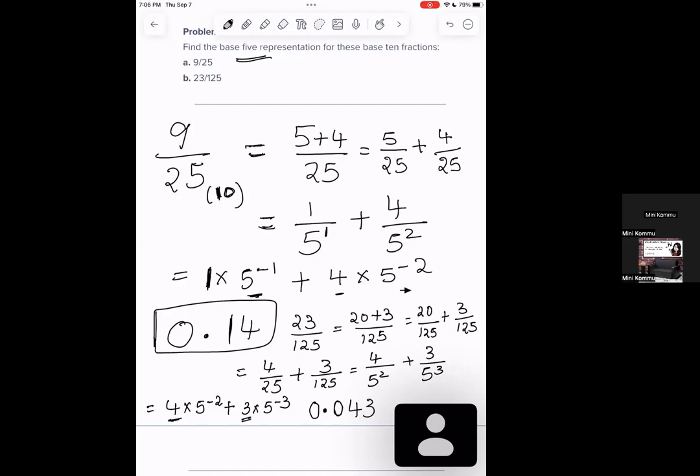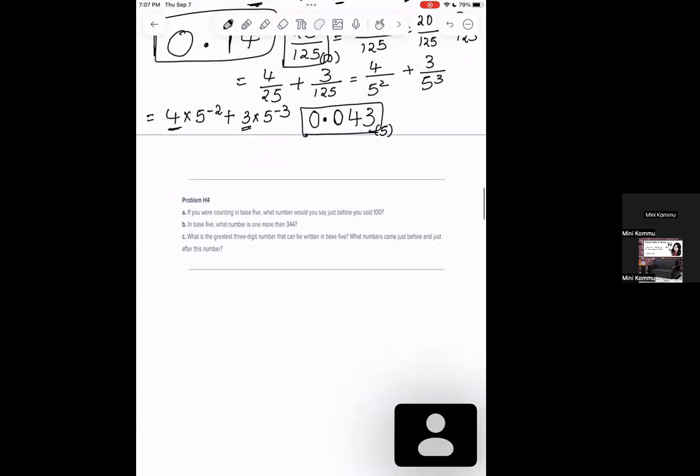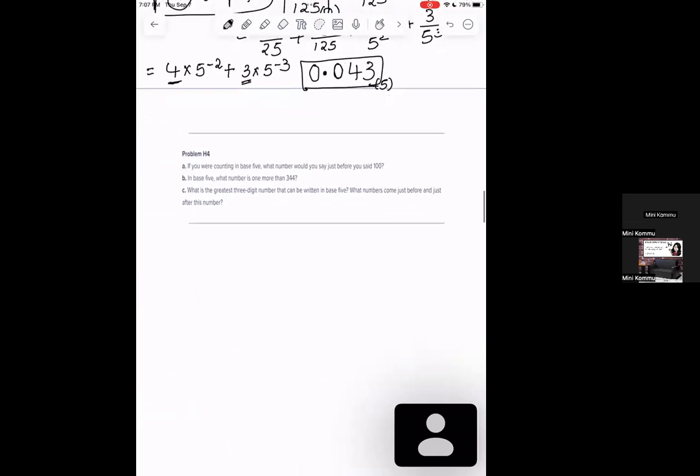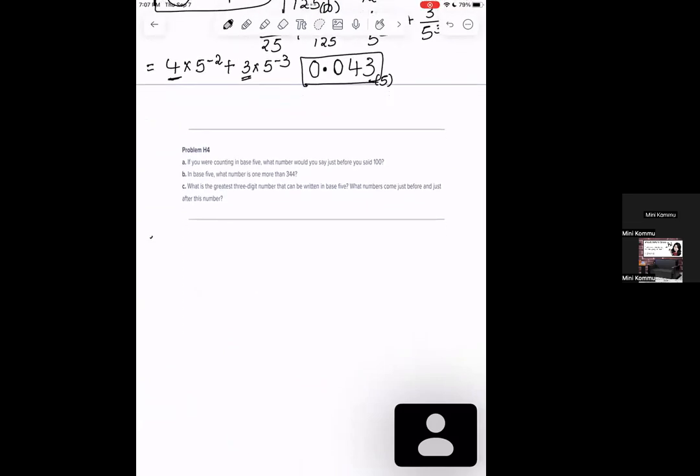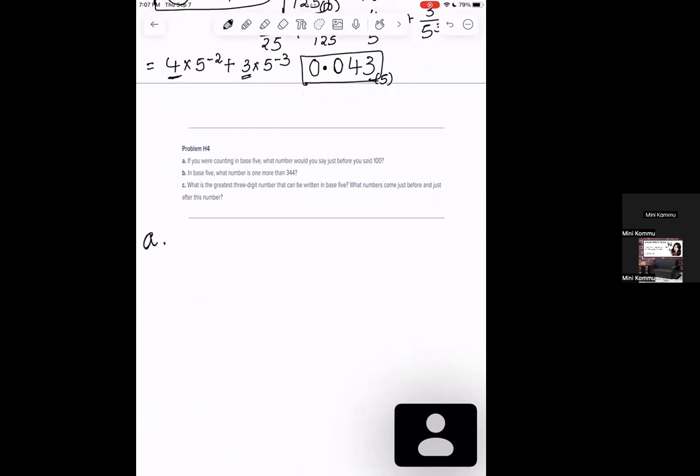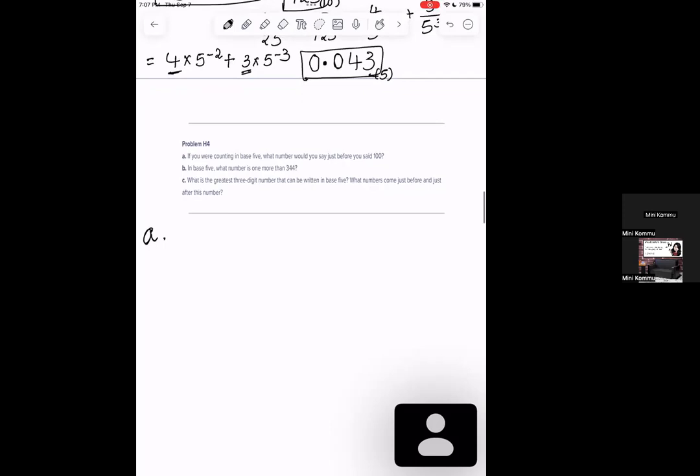All right. So converting 23/125, which is a base 10 fraction, to a base 5 decimal will give me 0.043. All right. Okay. If you were counting, problem H4A, if you were counting in base 5, what number would you say just before you said 100?